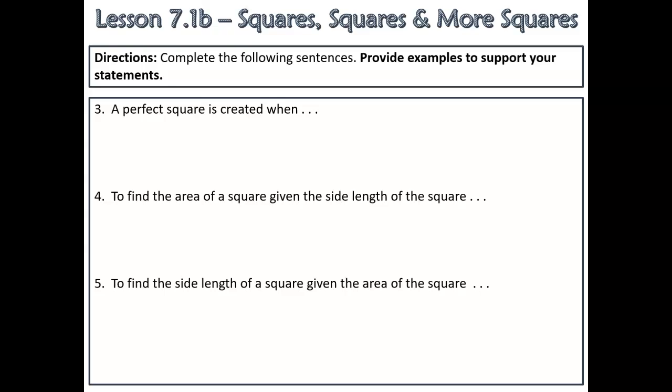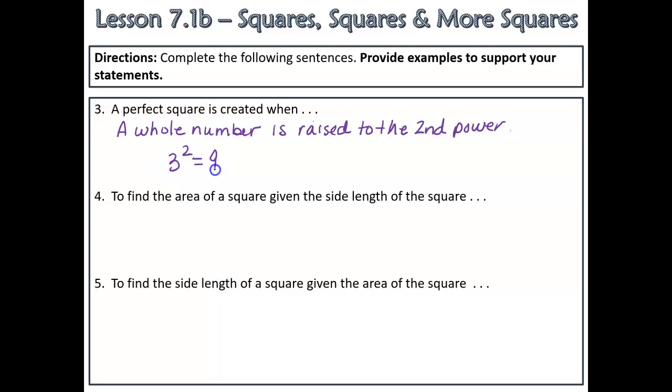All right, number 3. It says, complete the following sentences and provide examples to support your statements. A perfect square is created when a whole number is raised to the second power. Here's an example. 3 squared equals 9, or 4 squared, which is 4 times 4, equals 16.